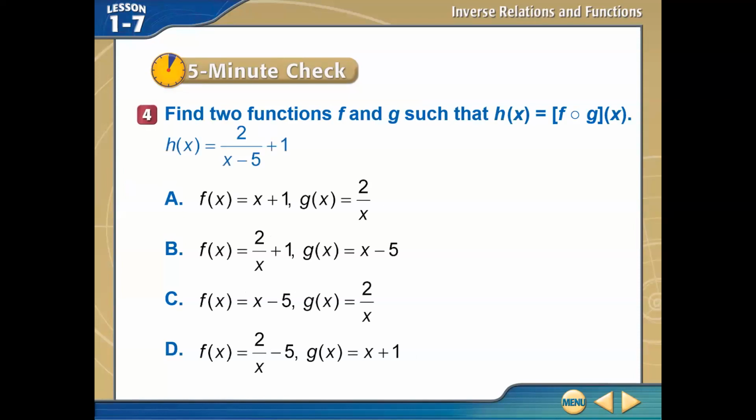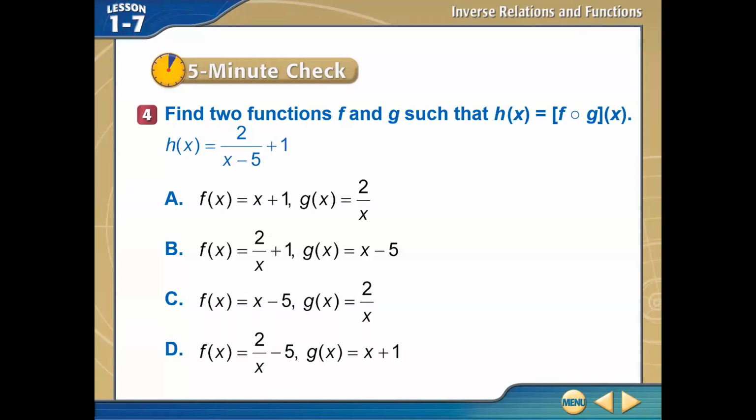Number 4, okay, this is decomposition of functions. I didn't get to touch on it last week in lecture, but I did post a video about how to look at it. So essentially, it's given us h of x, which is equal to f of g of x. So what that means is that f of g of x is the composition, and when we do that composition, we're left with 2 divided by x minus 5 plus 1.